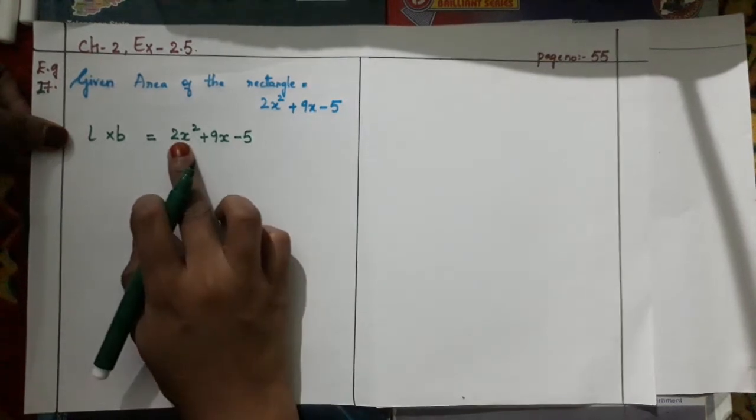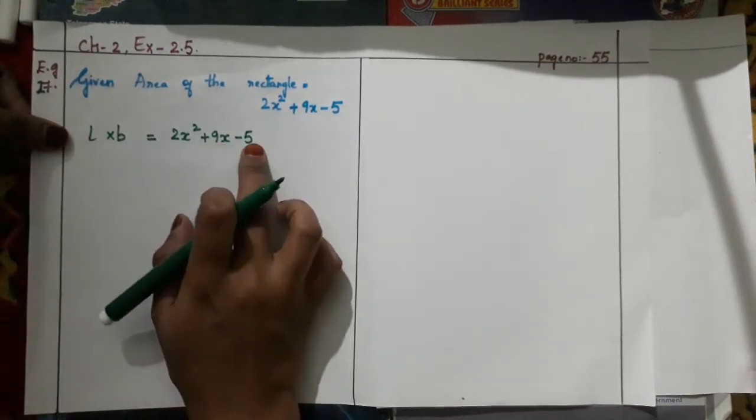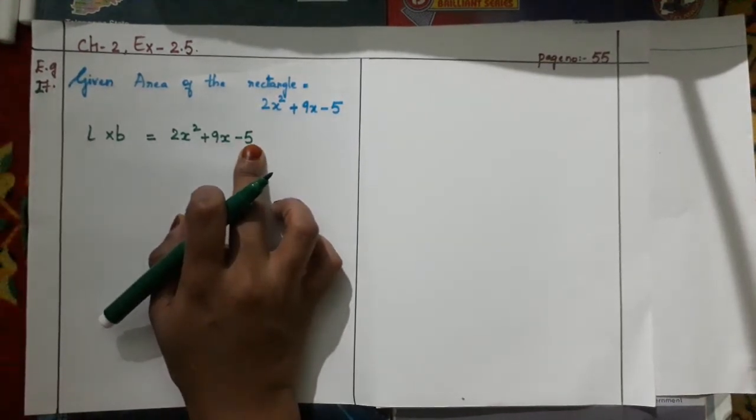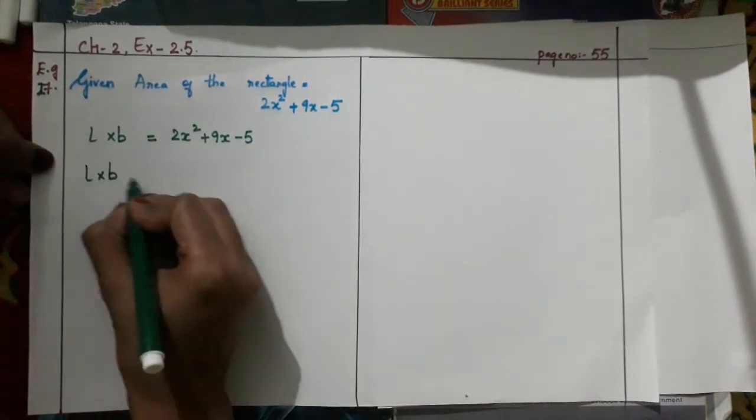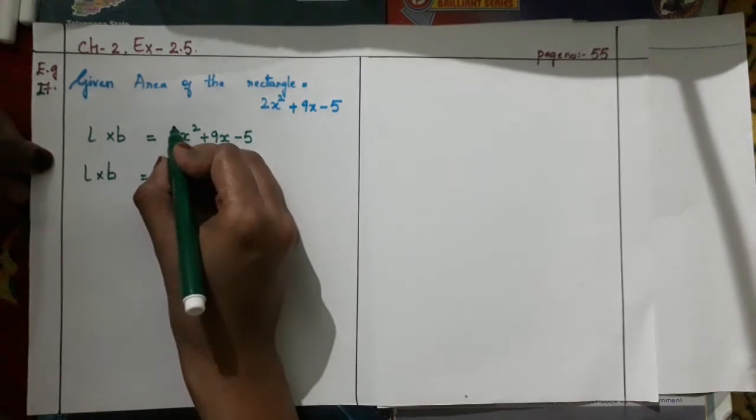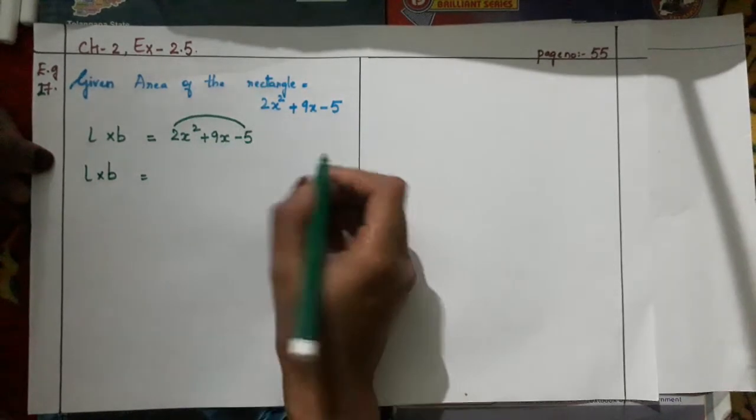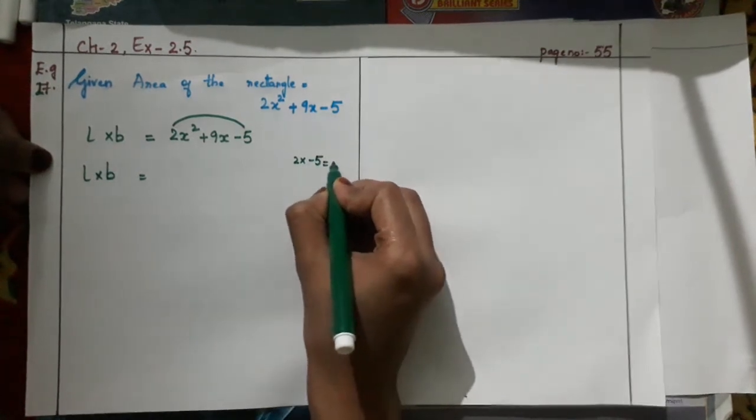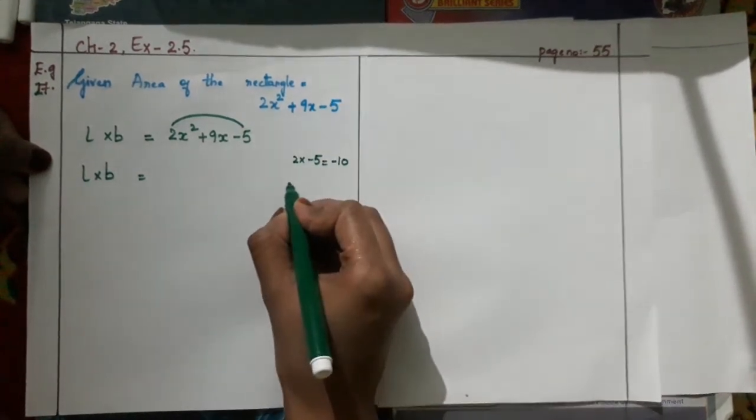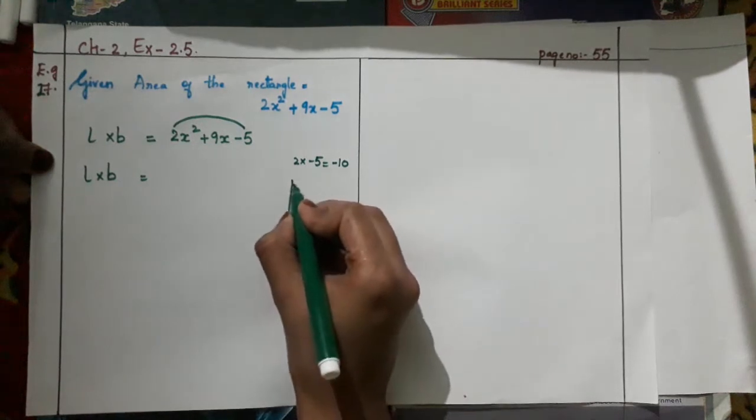See here, when they have given square and the power 1 and a constant number, we have to do factorization. Children, you already know how to do factorization. Again, we are going to learn in this. First, we need to multiply first and last term. That is 2 into minus 5. We'll get minus 10. Now, remove the factors of minus 10.